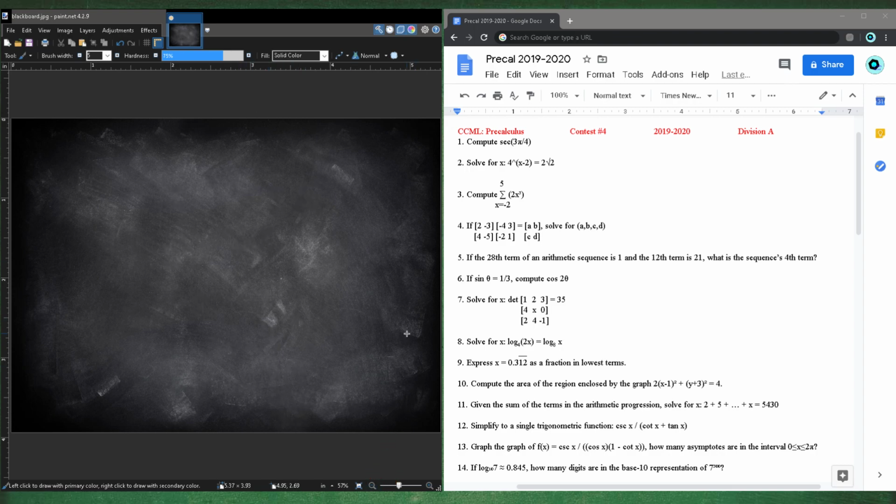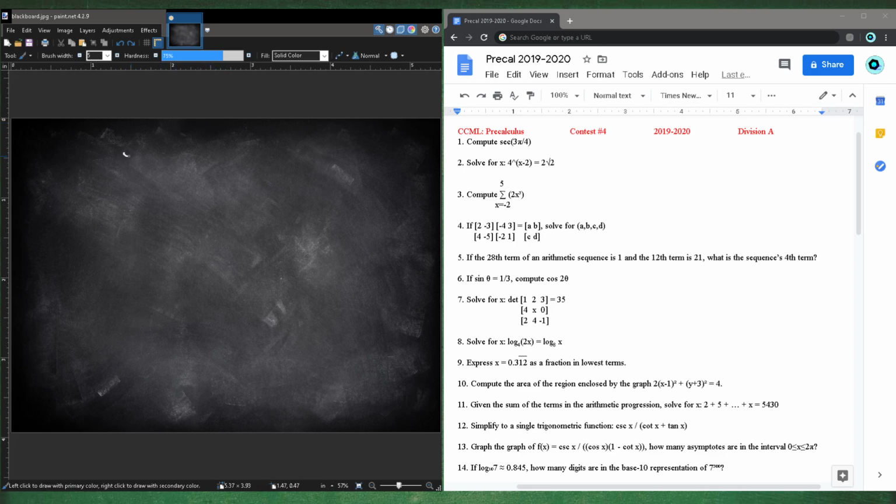Okay, number 3. Compute the summation from x equals -2 to 5 of 2x cubed. Since it's x cubed, the graph looks something like this. Since it's an odd function, if you choose a specific point, let's say this is 2 and this is -2, the y value of this point is the negative version of the y value of this point. So they're the same number but with opposite signs, like 5 and -5.